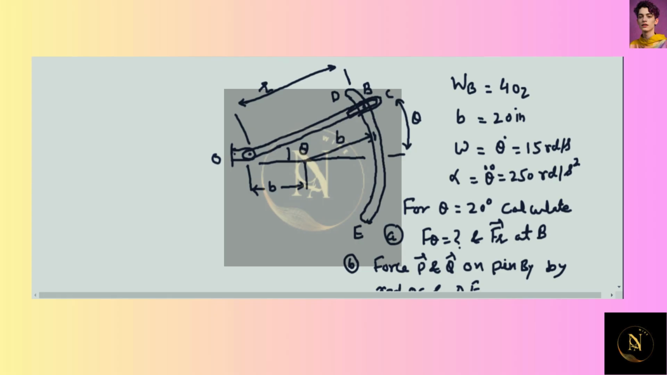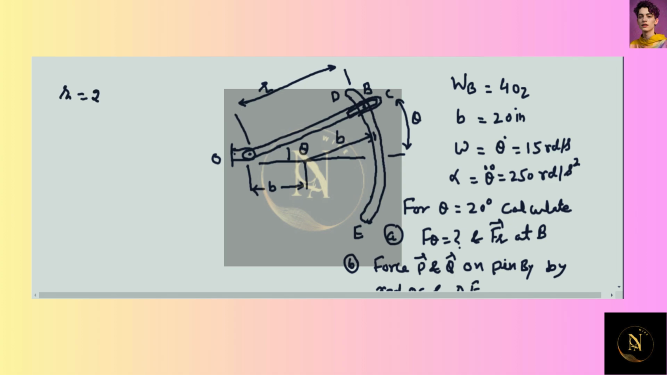Calculate radial and transverse component of resultant force exerted on the pin B, and in second part we have to calculate force P and Q on the pin B applied by the rod OC and slot DE respectively. Let us start solving it.